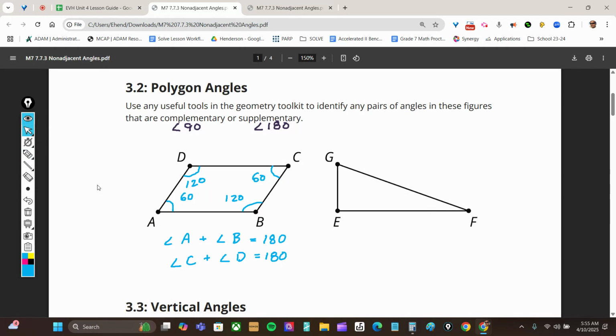Also, if you look at angle B and angle C, angle B plus angle C would be supplementary, 180, and angle A and angle D, angle A plus angle D are supplementary.